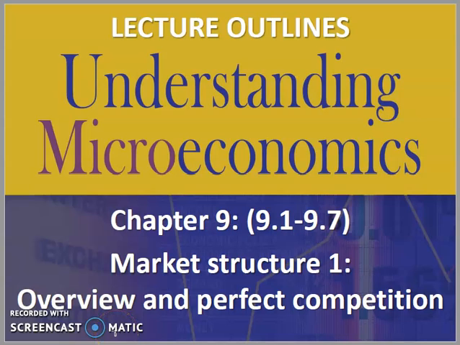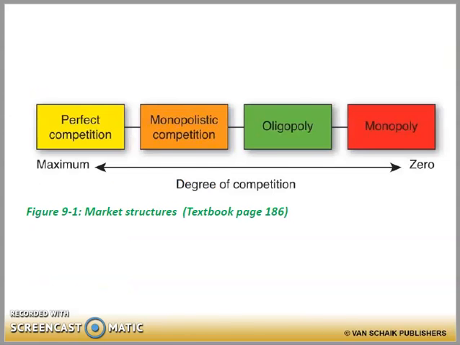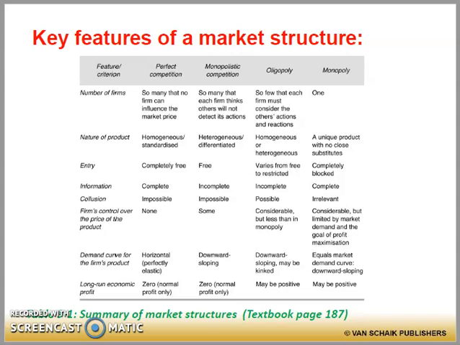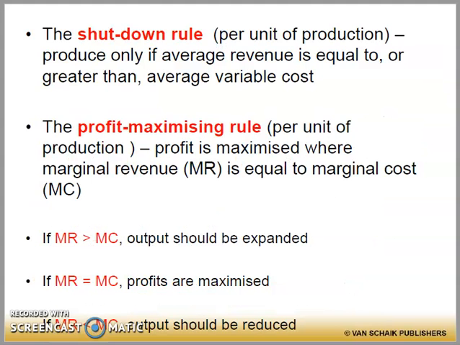Hi and welcome back. So in the previous video we introduced the market structure, which is basically chapter 9 of our macroeconomics 1 module. In that video we outlined the 4 different structures of the market. We also looked at the key features of these market structures, as well as outlined the different rules that are required in equilibrium conditions of our market structure.